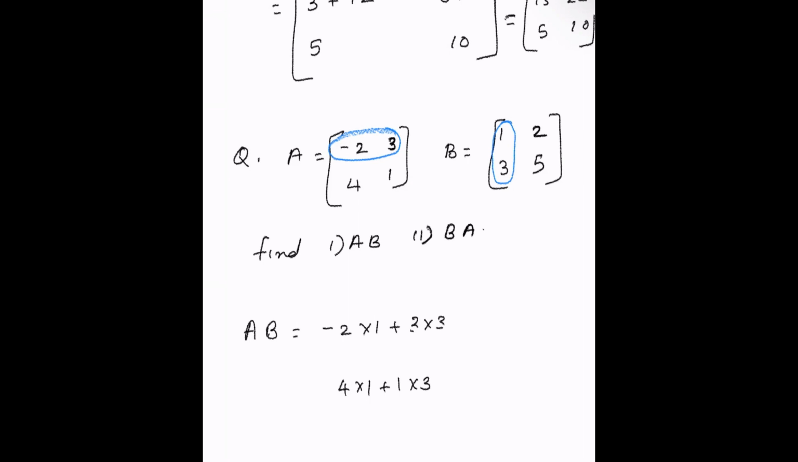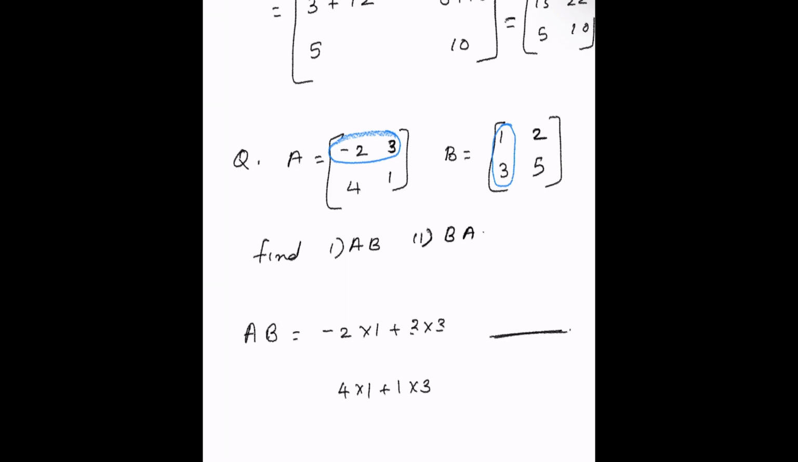Can you tell me the second column? -2 into 2 plus 3 into 5. And next, this element: 4 into 2 plus 1 into 5. That's correct.